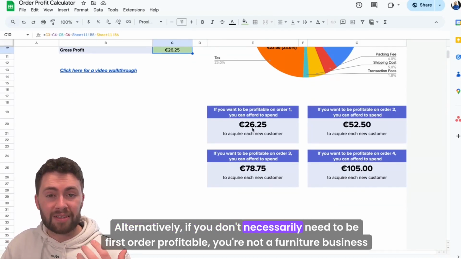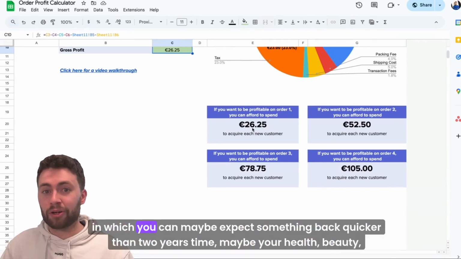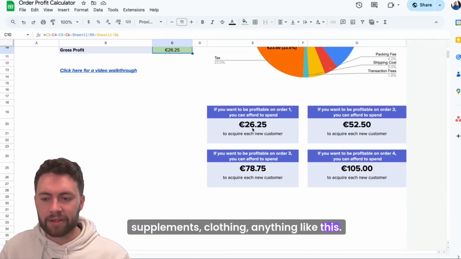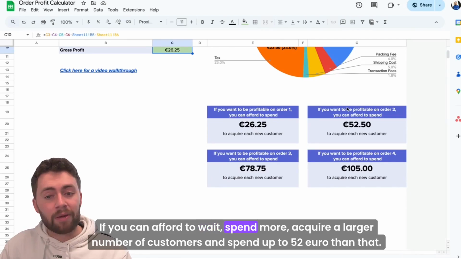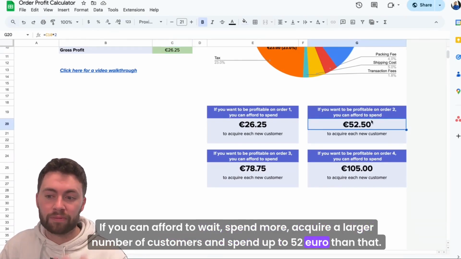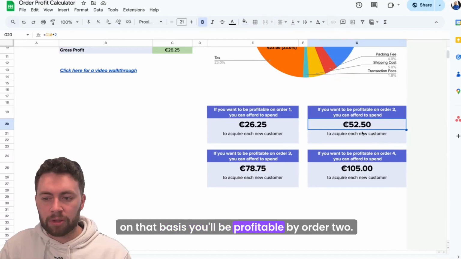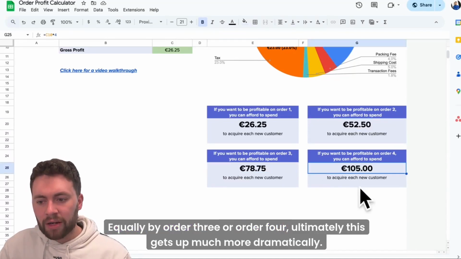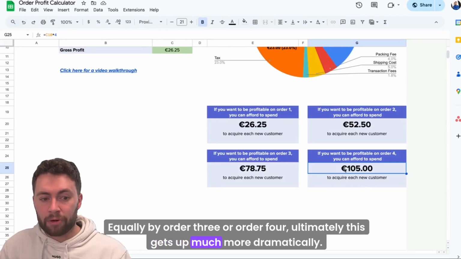Alternatively, if you don't necessarily need to be first order profitable, you're not a furniture business in which you can maybe expect someone back quicker than 2 years' time, and maybe it's health, beauty, supplements, clothing, anything like this, if you can afford to wait, spend more, acquire a larger number of customers, and spend up to €52, then on that basis, you'll be profitable by order 2. Equally by order 3 or order 4, this gets up much more dramatically.